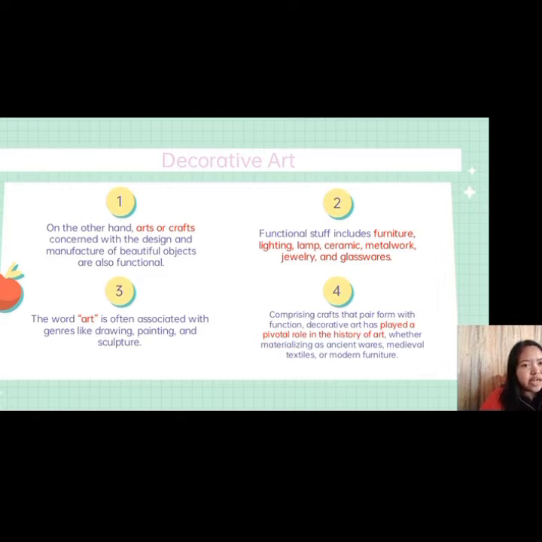Comprising crafts that pair form with function, decorative art is said to have played a pivotal role in the history of art, whether materializing as ancient wares, medieval textiles, or modern furniture. The term decorative arts refers to a kind of art that is useful as well as beautiful. Furniture, glassware, ceramics, woodwork, metalwork, and textiles are among the most important decorative arts. So, next slide.